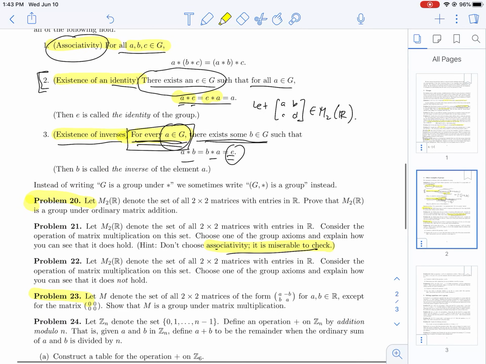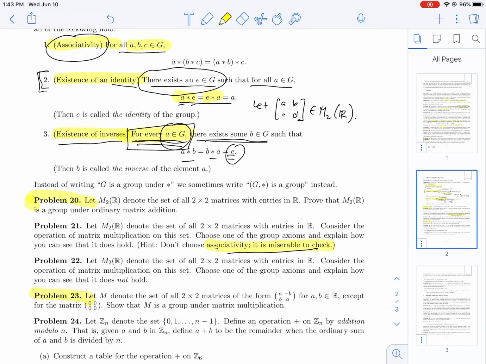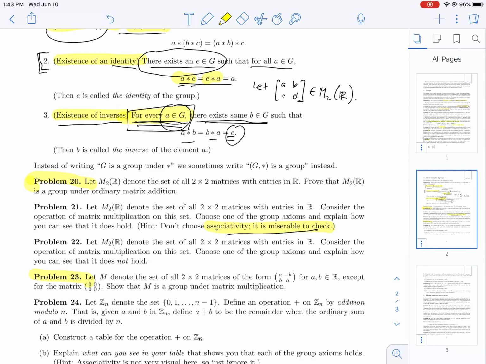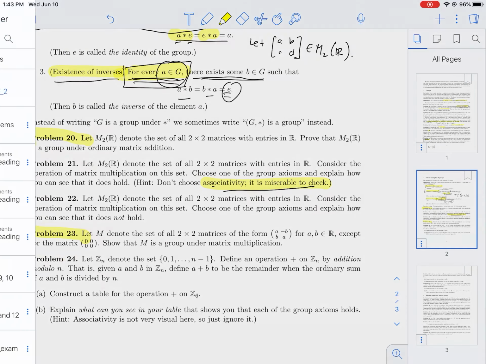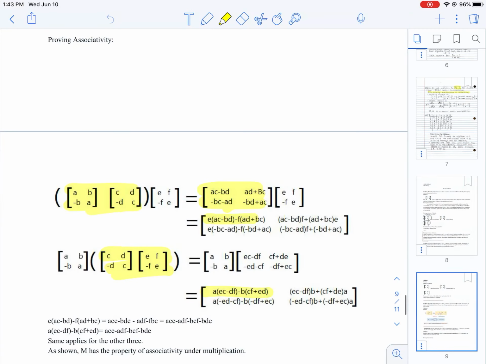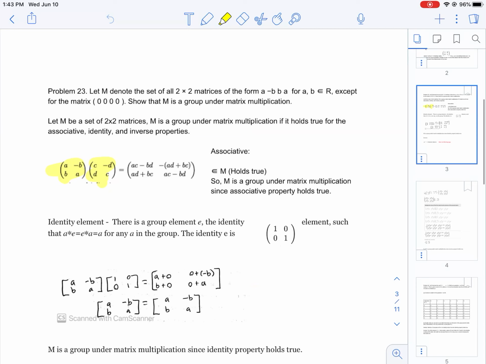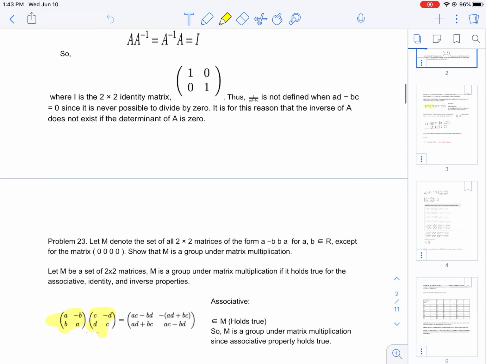And then 22 is about what doesn't hold. It turns out what doesn't hold is inverses. So why is it that inverses don't hold for 2x2 matrices? I think some of you pointed out that the 0 matrix is not going to have an inverse. I don't think anybody for problem 22 actually went to the general formula for a matrix inverse and said, oh, this formula might not work.